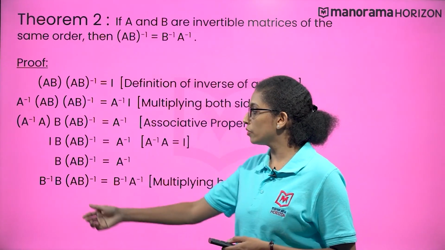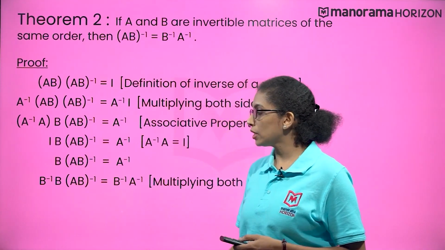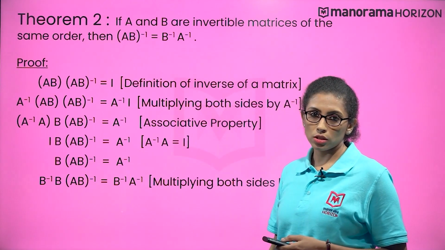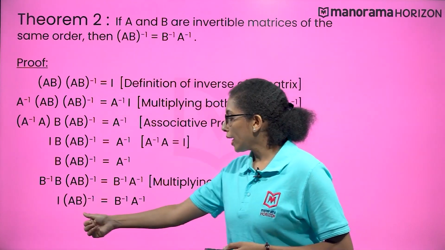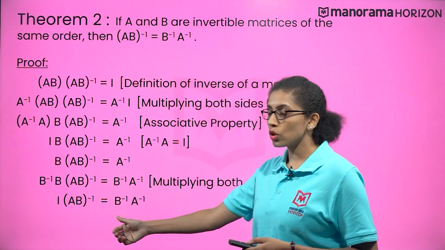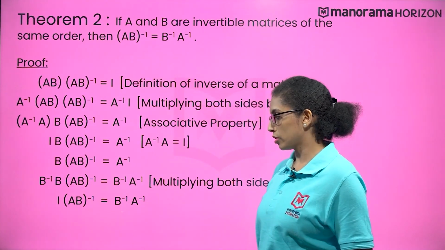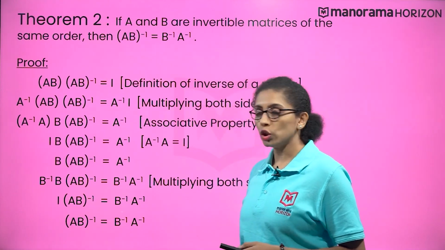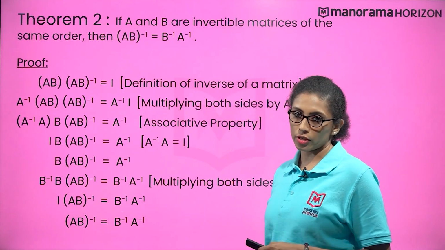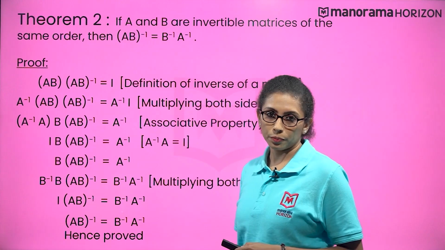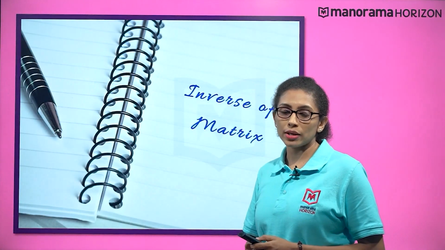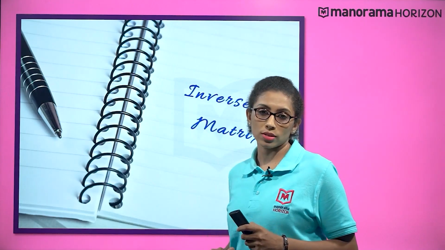So we get B inverse into B into (AB) the whole inverse is equal to B inverse into A inverse, which is equal to I into (AB) inverse, which is equal to B inverse into A inverse. Now we get the final result: (AB) inverse is equal to B inverse into A inverse. Hence, proved. Now, we have learned the concept of inverse of a matrix and the theorems behind this concept.